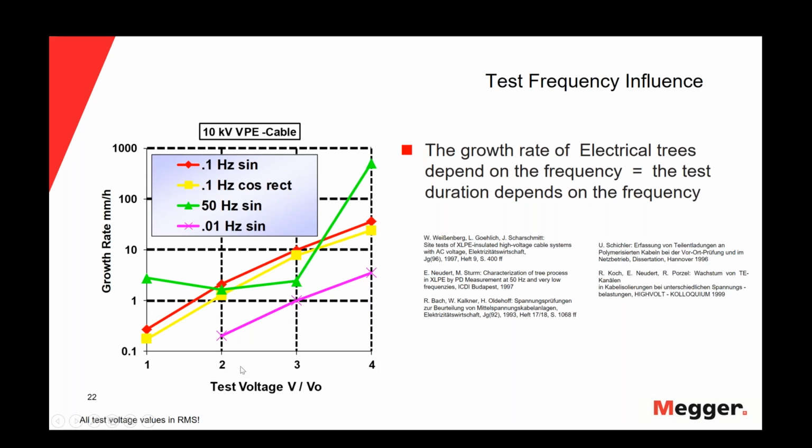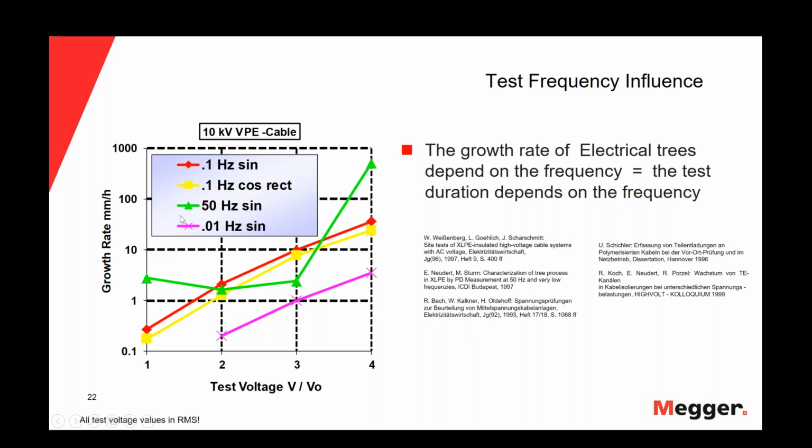Let's see this graphic. In the horizontal axis, we have the test voltage. In the vertical axis, we have the growth rate in millimeters per hour of the electrical trees. So the red graph shows the growth rate versus the test voltage for the sinus wave shape at the frequency 0.1 hertz. And you can see that the growth rate of the sinus wave shape at 0.1 hertz is 10 millimeters per hour. In the case of the cosinus rectangular wave shape at the same frequency, 0.1 hertz, we have pretty much the same growth rate for the electrical trees, 10 millimeters per hour.